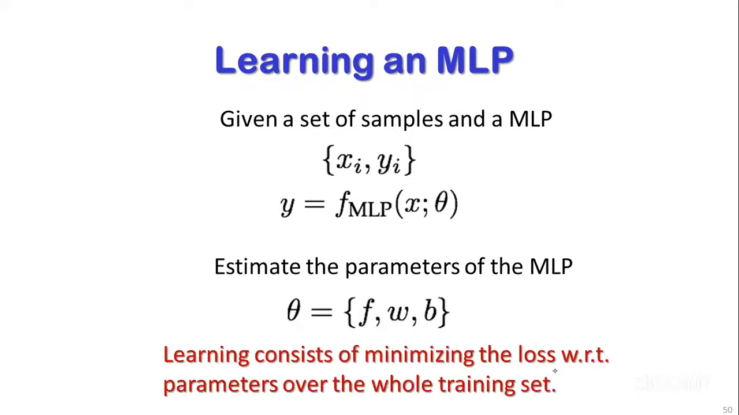So learning consists of what? Minimizing the loss with respect to the parameters over the whole training set, right? With respect to these parameters, we need to minimize our loss, and this too over the entire training set. For some samples it may be high, some may be low, but overall, for this set of parameters, my loss function is the best.